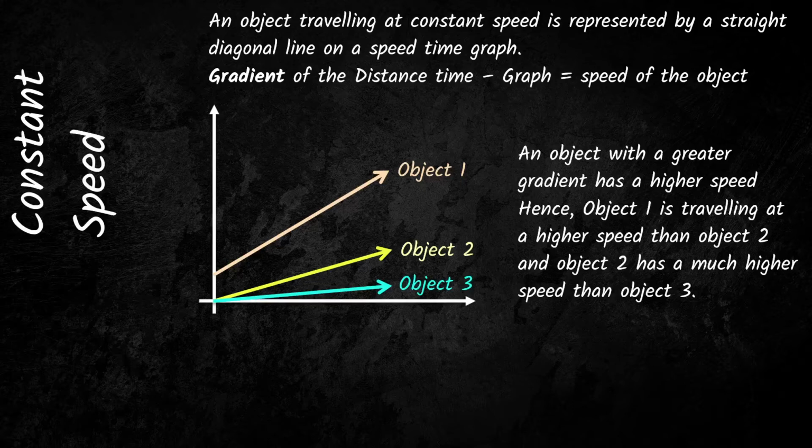So that's the first thing. The gradient defines the speed. Object 1 has the greatest gradient, so it's the fastest. Object 3 has the smallest gradient, hence it's the slowest. Another important thing that you should be able to recognize is that object 1 does not start at the origin. It's starting a certain distance away from the origin. Object 1 was never at the origin in the first place, while objects 2 and 3 started from the origin. This is one more thing that you should be able to describe.